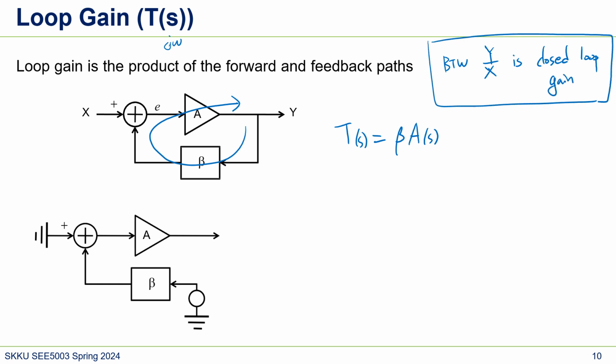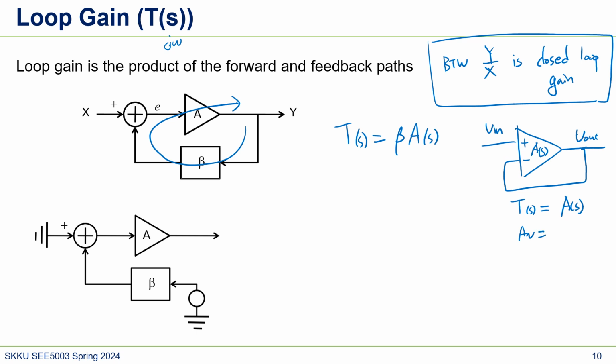So let's see one example like this. We talked about this unit gain buffer, right? What's the loop gain? Loop gain is beta times A(s), and then this amplifier has A(s). Beta is 1, right? So this is just A(s). And what about the closed loop gain? Closed loop gain is, let's just say the voltage gain is 1, right? Because this is a unit gain buffer.